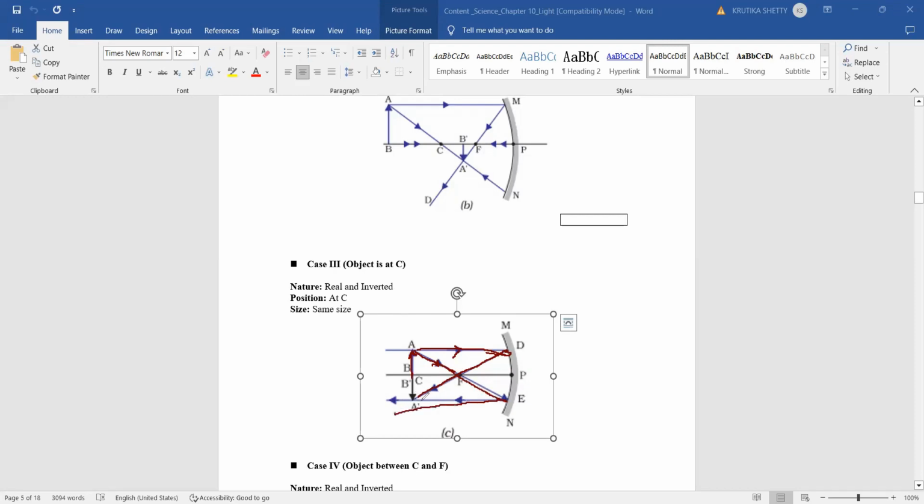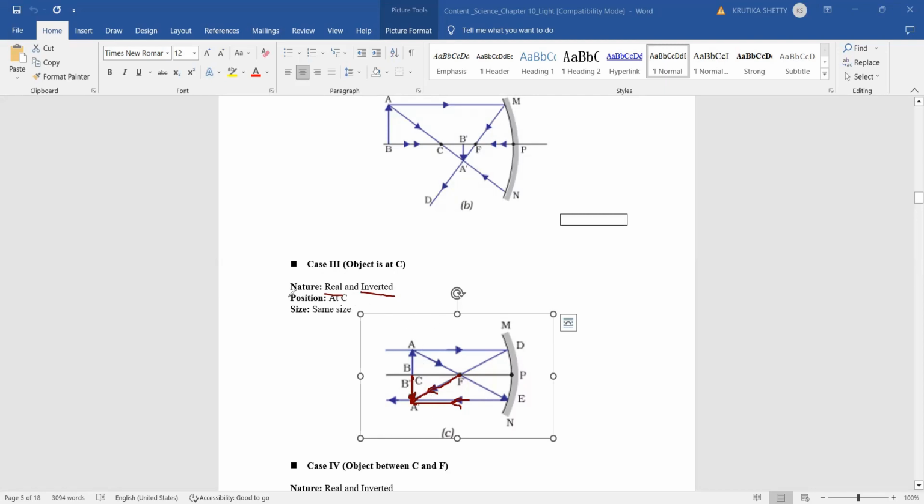Right? So now you can see where the image is formed here. After reflection it is coming here. Here after reflection it is meeting here. So these two rays are meeting at this point. When these two rays are meeting at this point, the image is formed at the same point. So what is the nature of the image in the third case? As it is forming in front of the mirror, the image is real, the image is inverted.